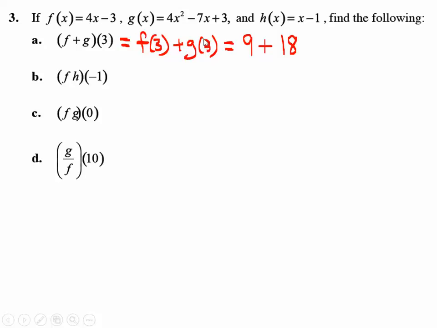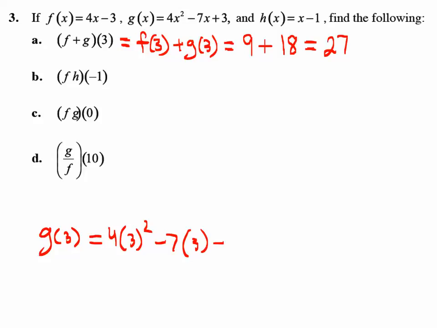So that 3 goes into this function right here. You have to do it off to the side somewhere. So put g of 3, 4 times 3 squared minus 7 times 3 plus 3. Are we good? Is that an 18? Okay, cool. I got a few people saying 18. I agree there. Just in case, here it is.